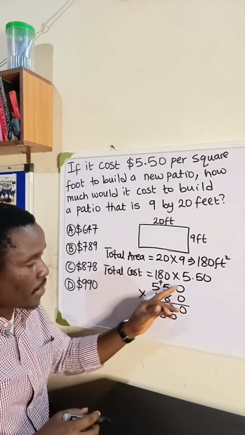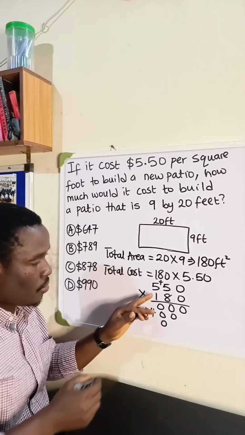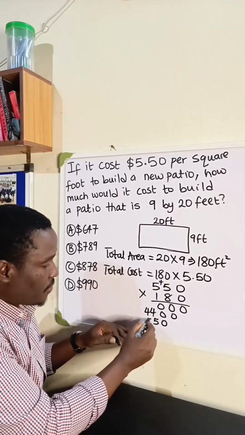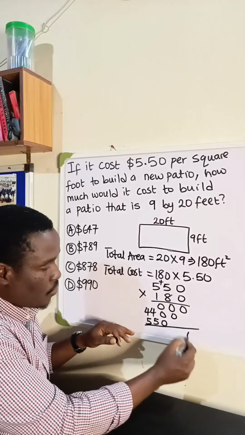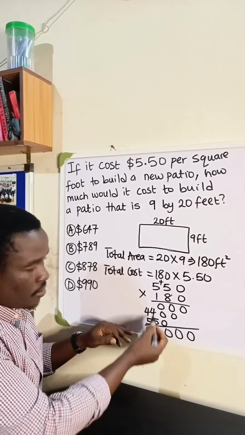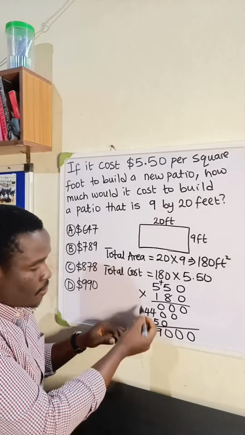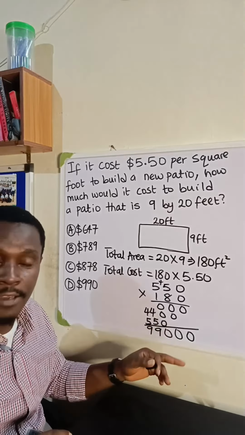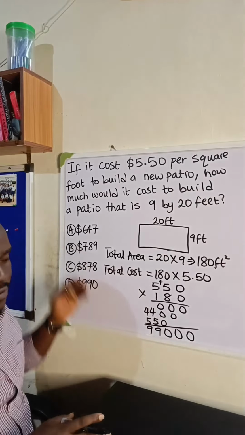And then we have 1 multiplied by 0, that's 0. 1 multiplied by 5, that's 5. 1 multiplied by 5, that's 5. So here we have 0, 0, 0. 4 plus 5 is 9. 4 plus 5 is 9. So here we have 99,000, but that's not one of the options here.